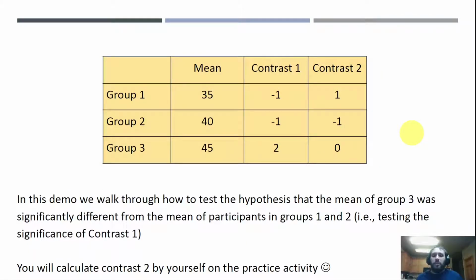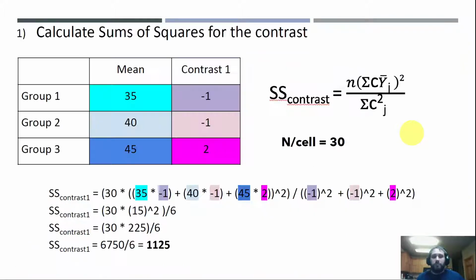So in this demo, I want to walk through how we're going to get the sum of squares contrast for contrast 1, as well as getting the effect size. And then for your assignment, I'm going to have you go ahead and just calculate contrast 2 by yourself. And I think I give you some information that'll make it a lot more clear too. So here's the slide where I gave you the ability to just map these numbers onto the equation. So this is the equation that we're working with, and I give you the information necessary for that equation. So let's go ahead and run through it step by step.